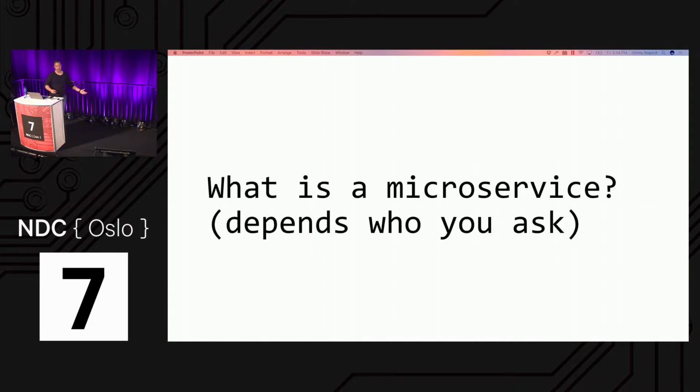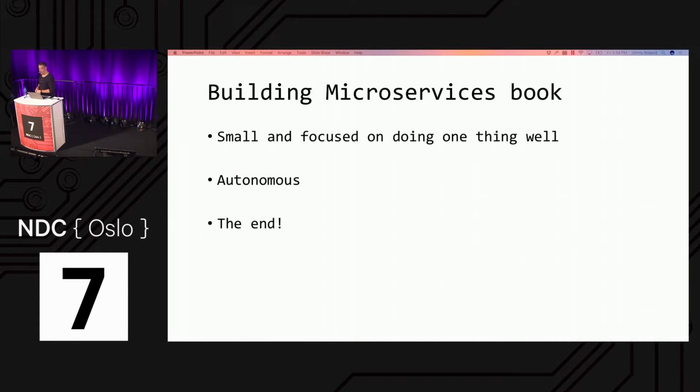So what is a microservice? It kind of depends on who you ask, unfortunately. There are a lot of definitions out there. But because it has micro in the name, I try to find the smallest and most concise definition of microservices, and this came from the Microservices book. In that book, a microservice is defined as small and focused on doing one thing well, and autonomous. And that's it. That's your two lines about what a microservice can mean.